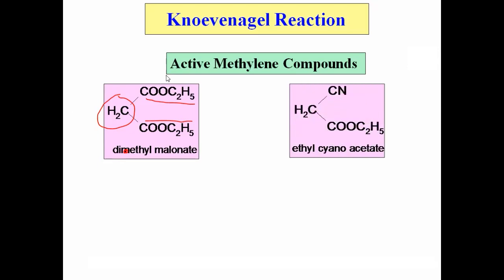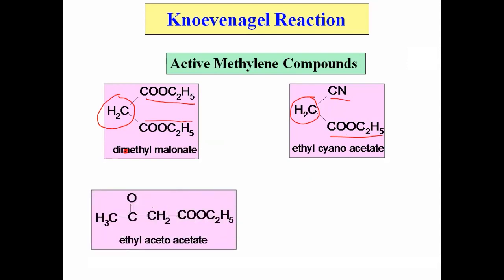Consider another example. This is ethyl cyanoacetate. Here also the CH2 methylene group is attached from one side by cyano group, from another side by ester group, means it is attached from both sides by electron withdrawing group. Therefore it is again an example of active methylene compound. Well-known example of active methylene compound.